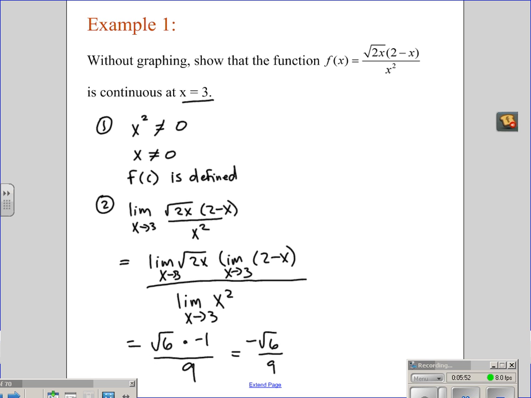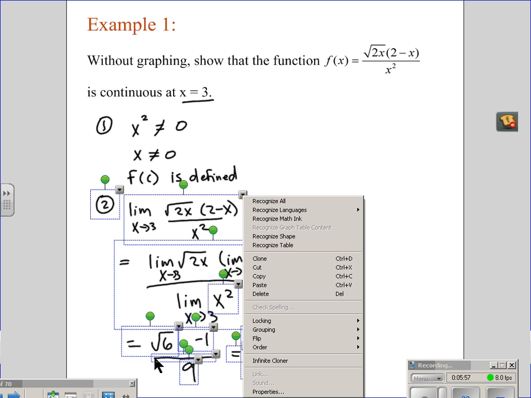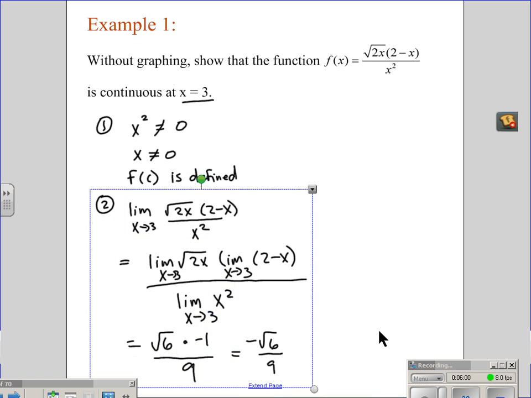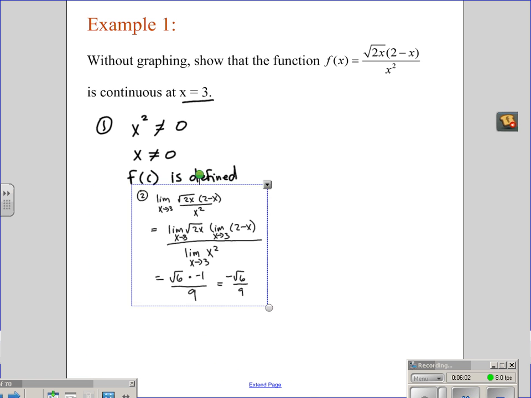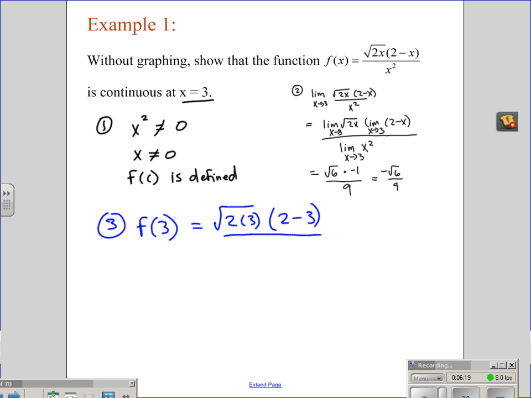Now, the third thing we have to do is we have to make sure that when we evaluate and find f of 3, we do get the same thing as this limit here. So that takes care of number 2. So the third thing is that we're going to find f of 3. Okay, so when we find f of 3, we get 2 times 3. All right, and that simplified is going to give us negative root 6 over 9.